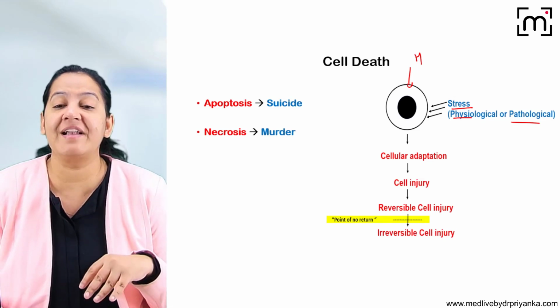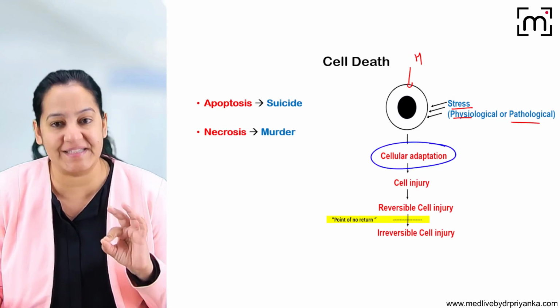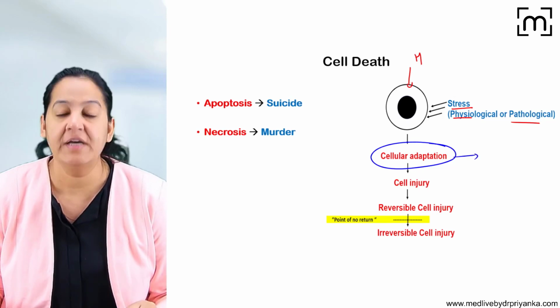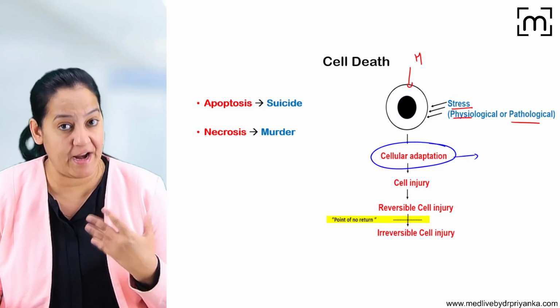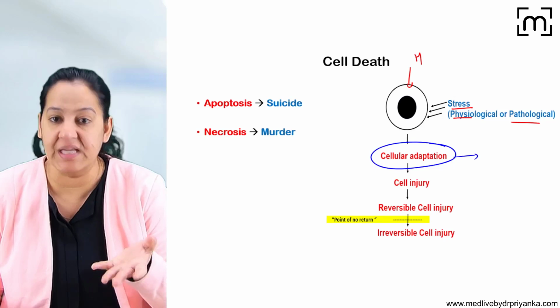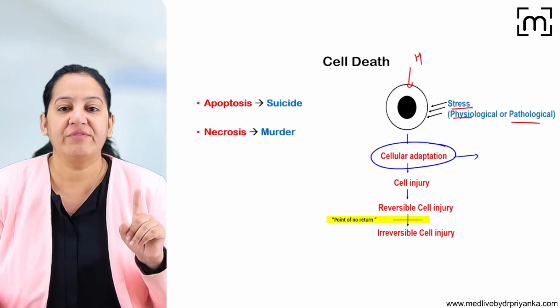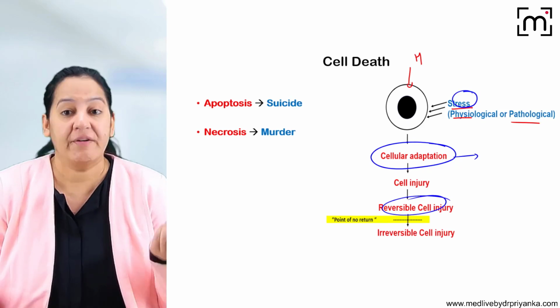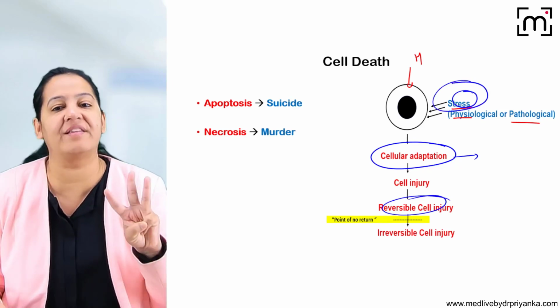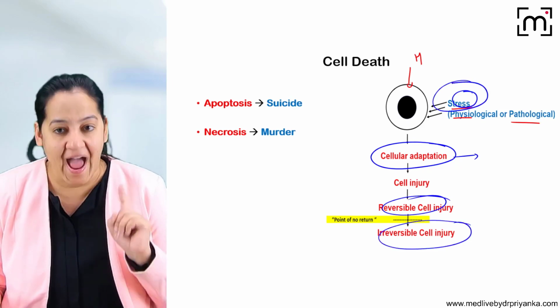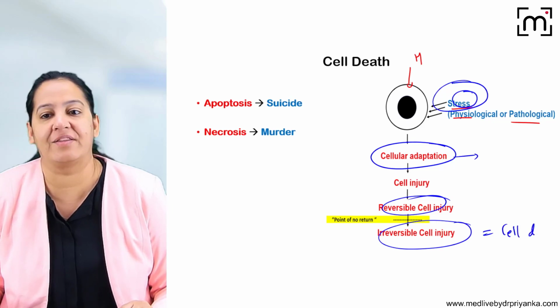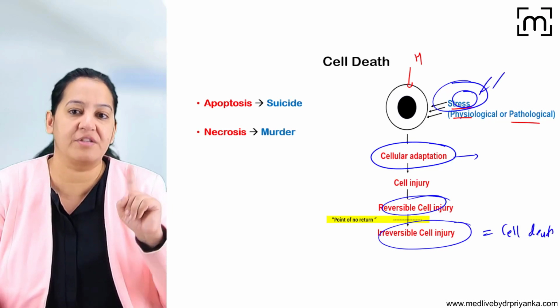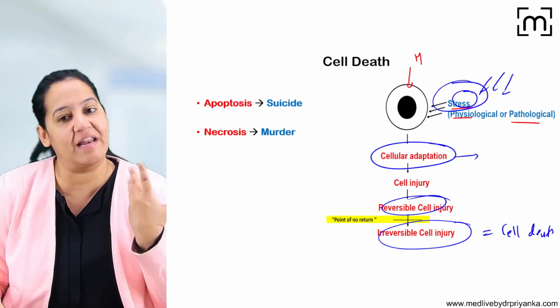First of all, the cell tries to adapt by doing certain structural modifications inside that. This is known as cellular adaptation in order to cope up with the stress. If the stress continues, then the second thing happening is reversible cell injury. If the stress still continues, the third and the last thing is the irreversible cell injury. Actually, irreversible cell injury is equal to cell death. So if the stress continues, the summary is that the cell will die.